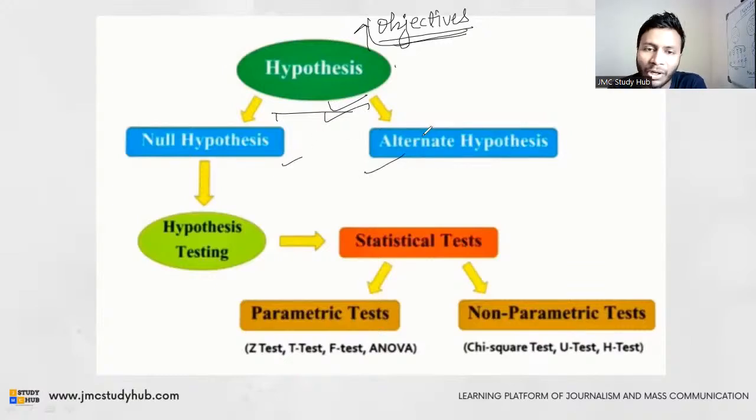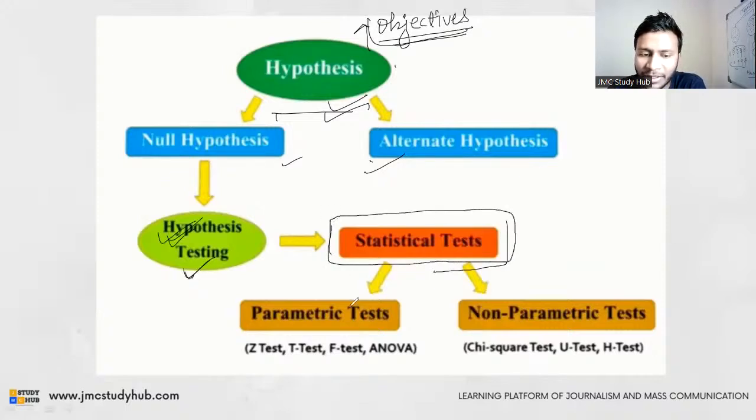null hypothesis and alternative hypothesis. In a study, we take either of these two: we test either the null hypothesis or the alternative hypothesis. In the null hypothesis, we apply the test. There is very little use of a test in the alternative. Basically, we apply the test in the null hypothesis. So hypothesis testing happens in the null hypothesis. Hypothesis testing means that you apply a statistical test.